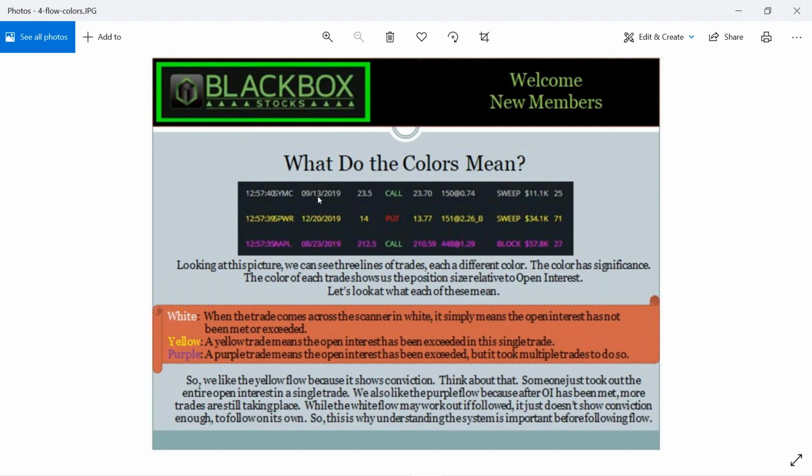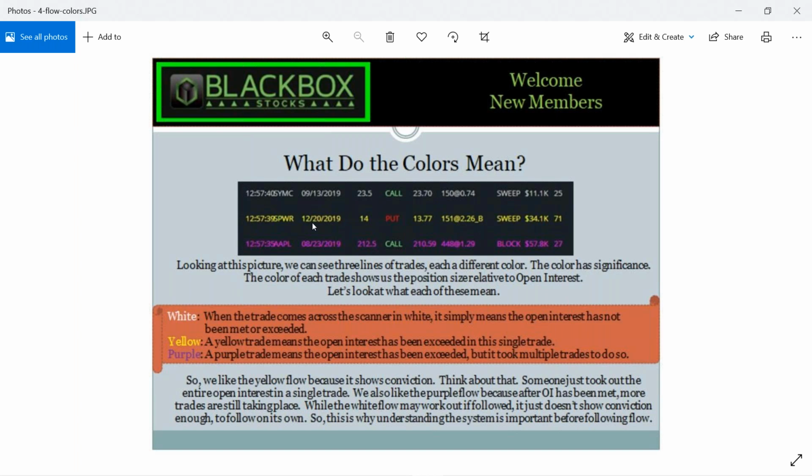Okay, so the volume on this contract for today has not exceeded the open interest. When it's purple like this, that's telling me the volume on this contract today has exceeded the open interest. When it's yellow, that means that one single trade by itself was big enough to exceed the open interest. And why do we care?